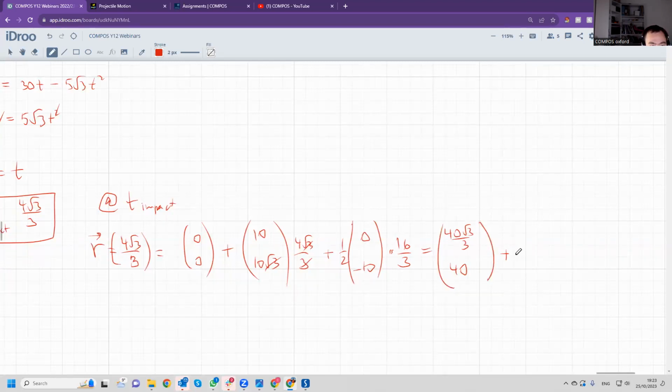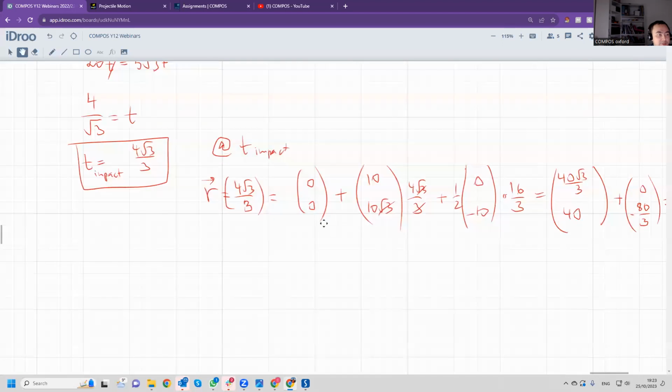And here we have 3 that cancels, and that's 40. Plus, and this is over 2, that's 5 times 80 over 3. 80 minus 80 over 3, 0. So that's 40 root 3 over 3. And 120 minus 40 over 3, minus 40 over 3. And that, well, looks like it is 80 over 3.